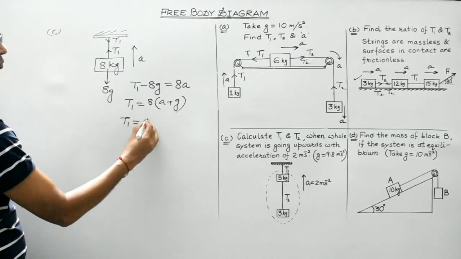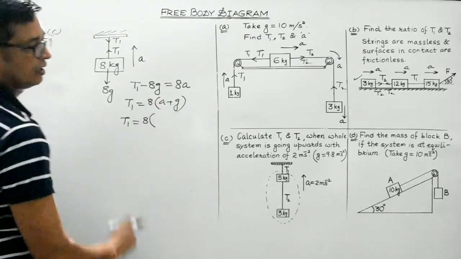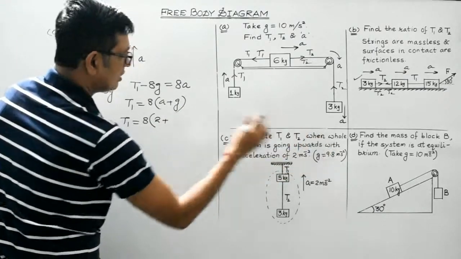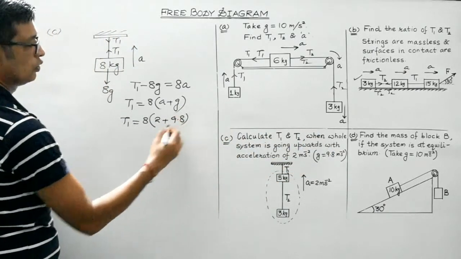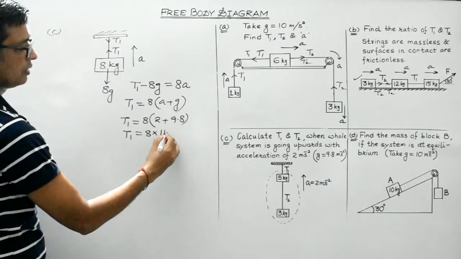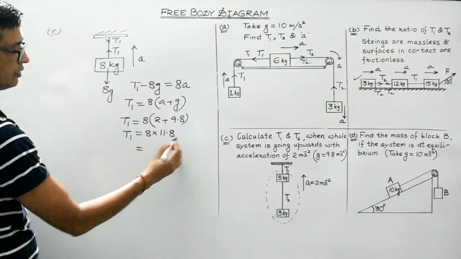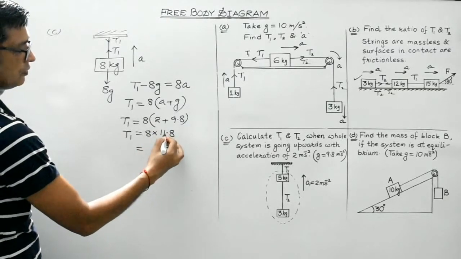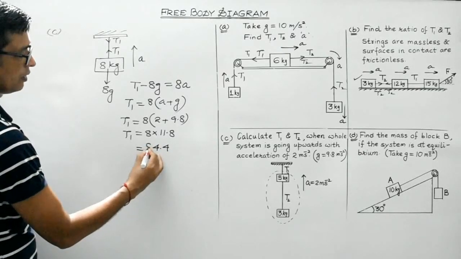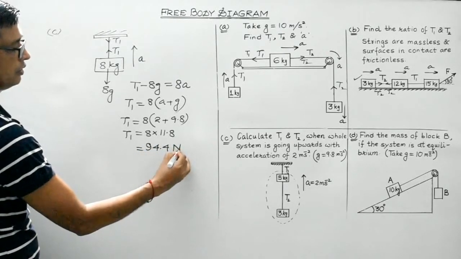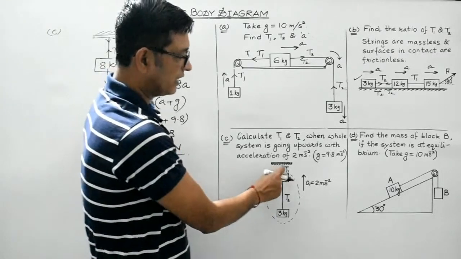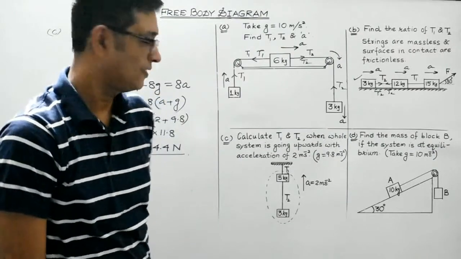So T1 will be equal to 8 multiplied by the acceleration, which is given to be 2 meters per second square, plus g, which is to be considered as 9.8. So T1 is equal to 8 multiplied by 11.8. That will give us 94.4 Newton. So students, this is the value of the tension T1, right?